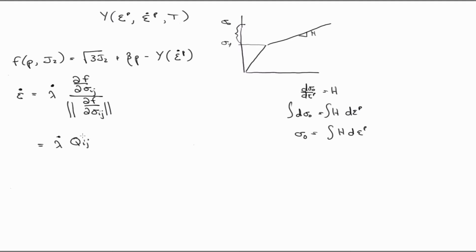But if you later want to use the framework I set up for incremental plasticity, then you might want to have that Qij. So you might want to do it this way. Okay.